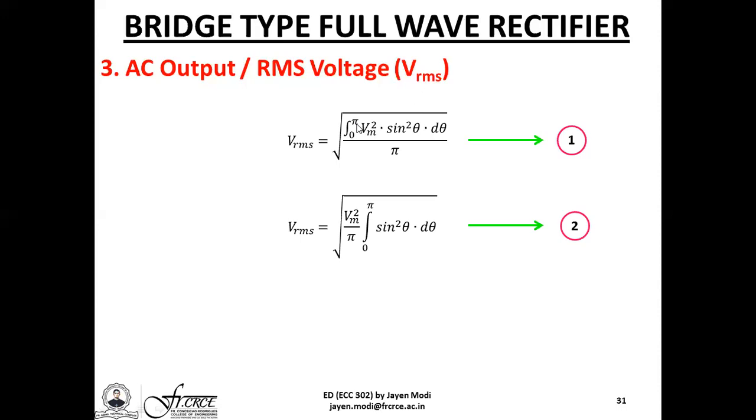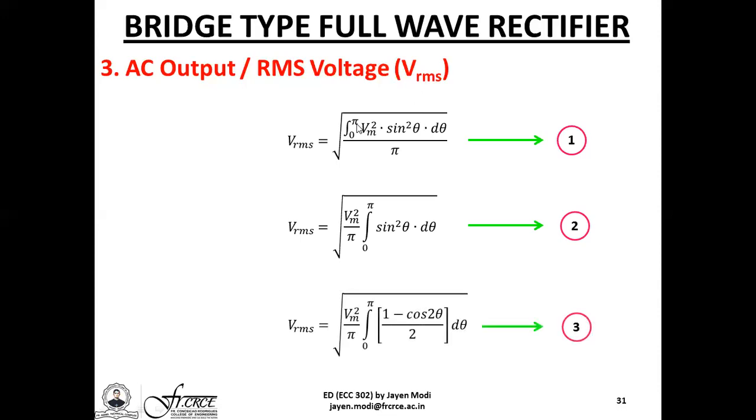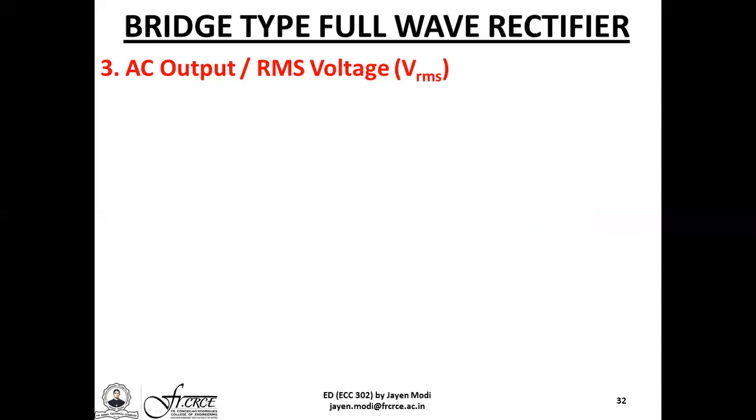Equation number 3 gives us, using simple trigonometry knowledge, sine square theta is nothing but 1 minus cos 2 theta upon 2. So we have simply replaced sine square theta with 1 minus cos 2 theta upon 2. And I'll be just removing this 2 present in the denominator outside. So this gives us the equation for the RMS value as VRMS is equal to square root of Vm square divided by 2 pi integration 0 to pi brackets 1 minus cos 2 theta d theta.